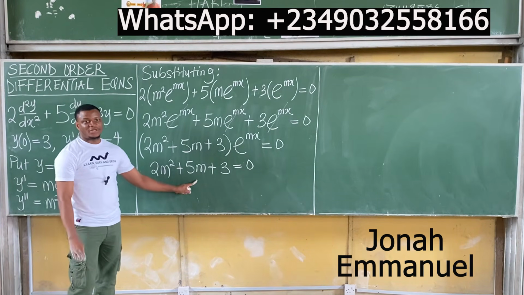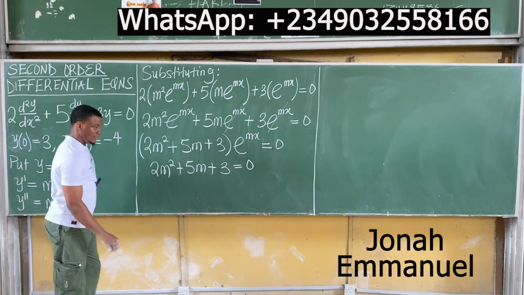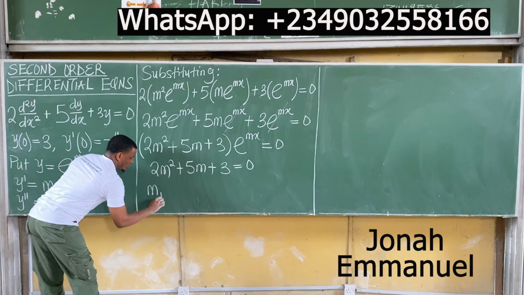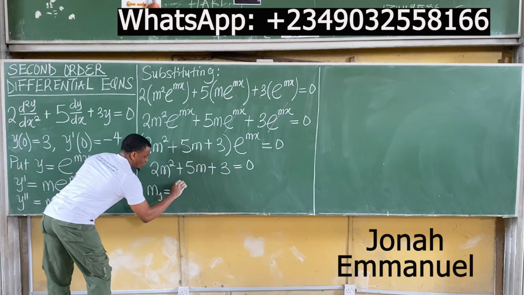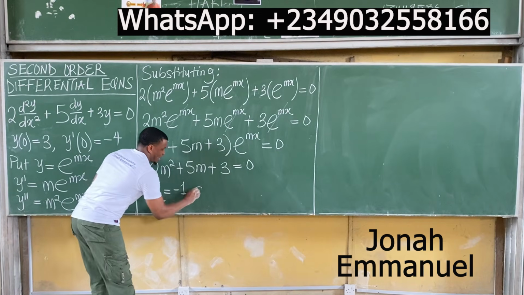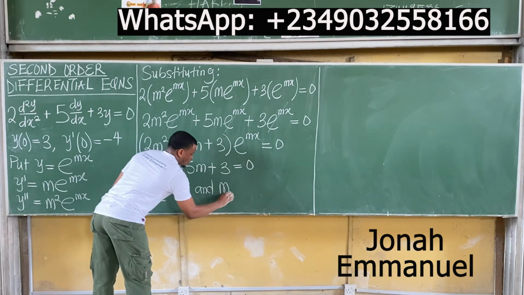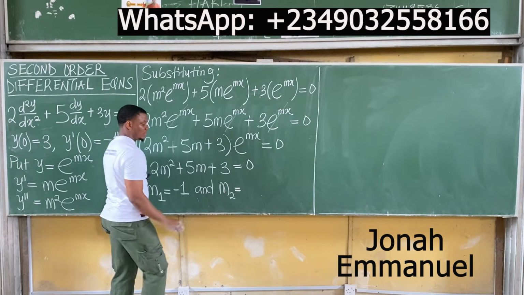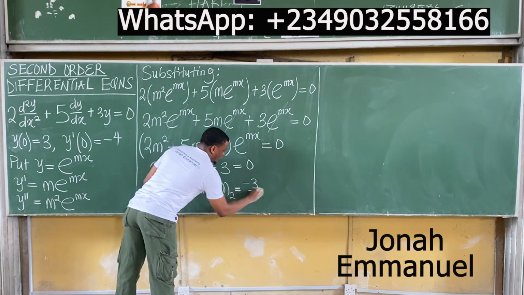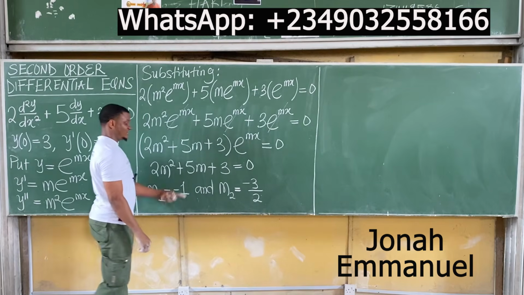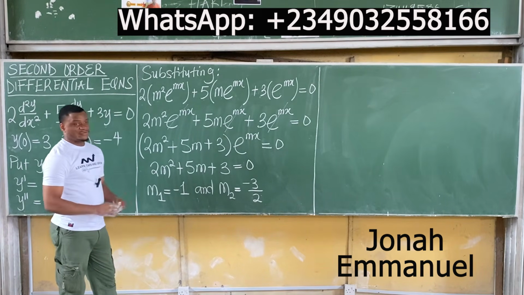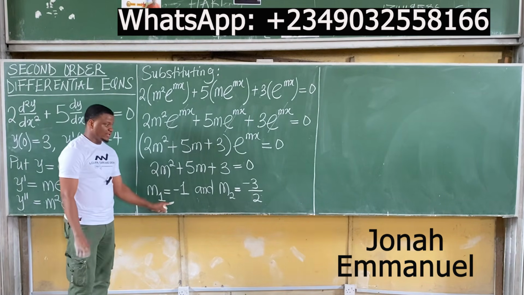If I have this, what's the next thing to do there? Please point this with the calculator. Solve this. What do you have? m1 is equal to minus 1 and m2 is equal to minus 3 over 2. So we have this. So these are the answers. This is a quadratic equation. Solve this, you have this value here, okay?